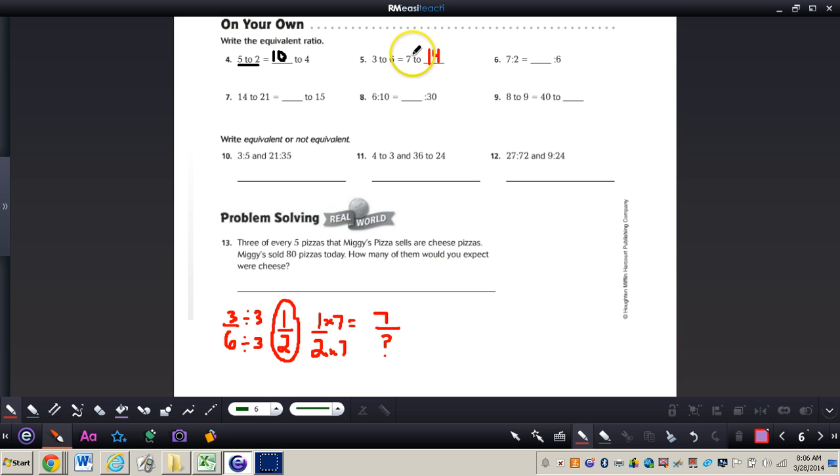So 3 to 6 is equal to 7 to 14, and we know that because if we were to simplify both ratios as fractions, then they would both be simplified down to 1/2.